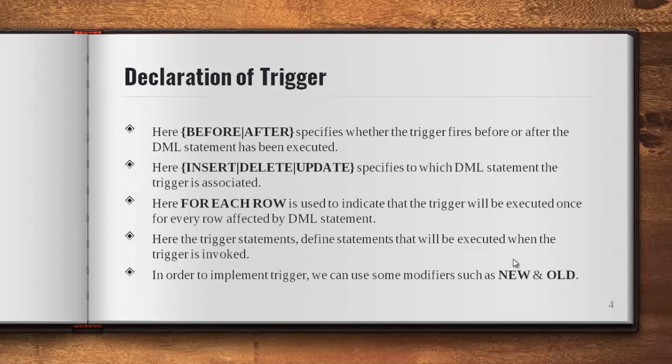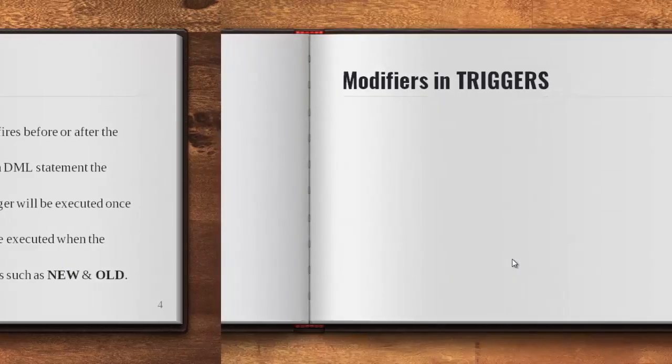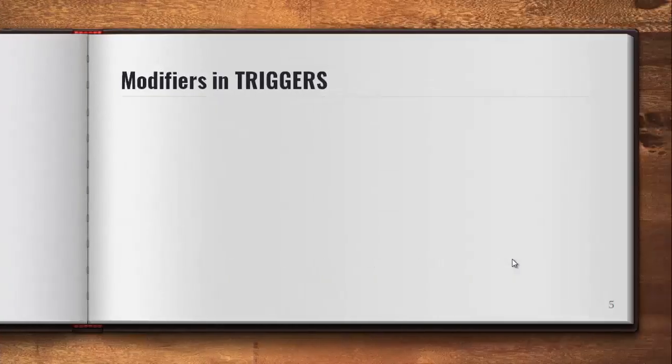And in order to implement a trigger, we can use some modifiers. So what are the kinds of modifiers that we can use? New and old. We have two kinds of modifiers that can be used along with triggers, that is new and old.